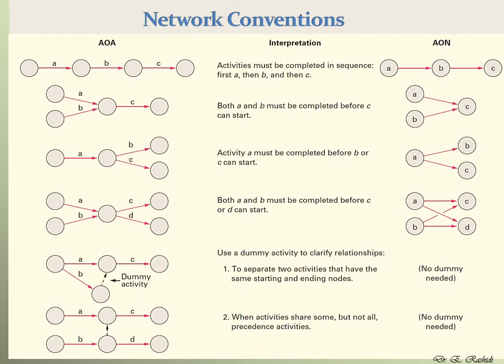The next scenario is when a set of activities share some but not all precedence activities. As you see here, we add this dummy activity so that activity B can have a precedence relationship with activity D. That means that it needs to be completed before D, and also it needs to be completed before C. That's why we have added this dummy activity here.